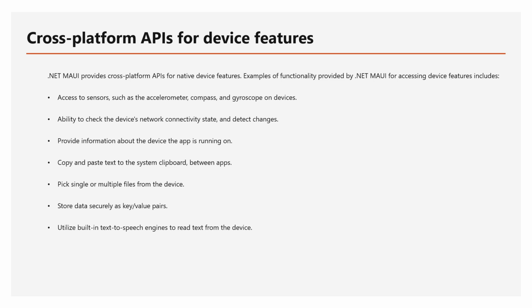It provides access to the sensors that our native applications can use with .NET MAUI. We can access sensors such as the accelerometer and compass, anything we can use. These are the features which can be used by our mobile applications, provided by .NET MAUI: the ability to check device network connectivity state and detect changes, provide information about the device the app is running on, copy and paste to the system clipboard between apps, pick single or multiple files from the device, store data securely as key-value pairs, and utilize the built-in text-to-speech engine.